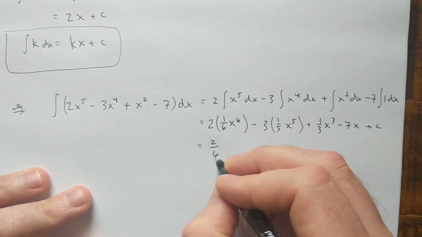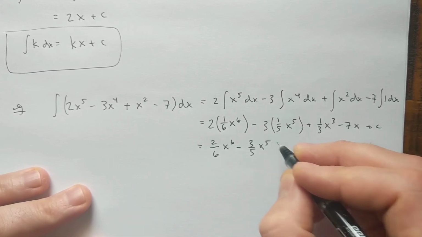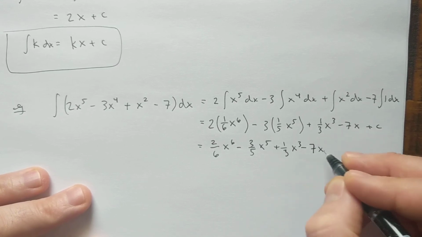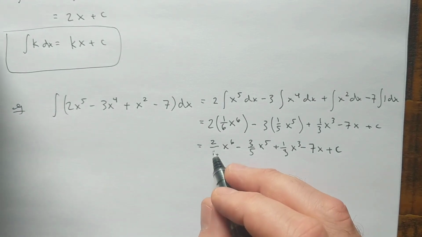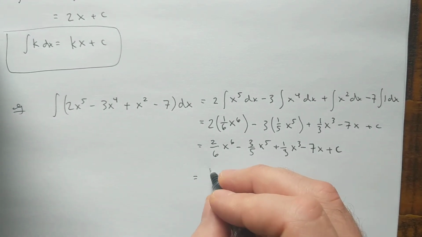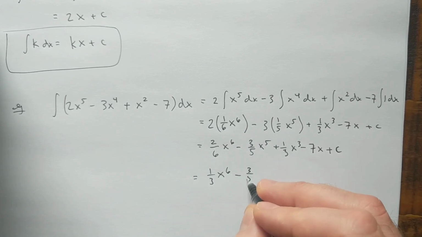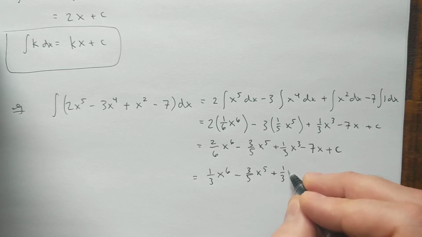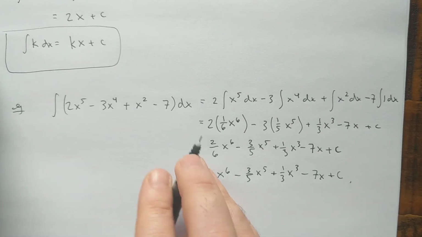So I get 2 over 6 x to the 6 minus 3 over 5 x to the 5th plus 1/3 x cubed minus 7x plus c. And we can simplify this a little more because these have a common multiple, so it's really 1/3 x to the 6 minus 3/5 x to the 5th plus 1/3 x cubed minus 7x plus c. And that's it.